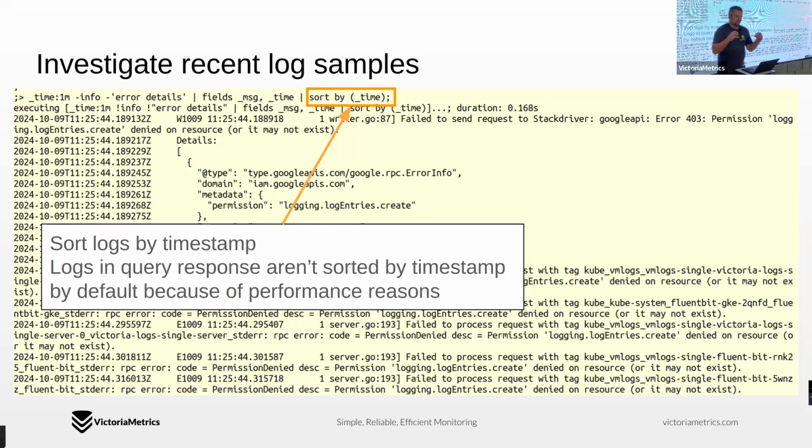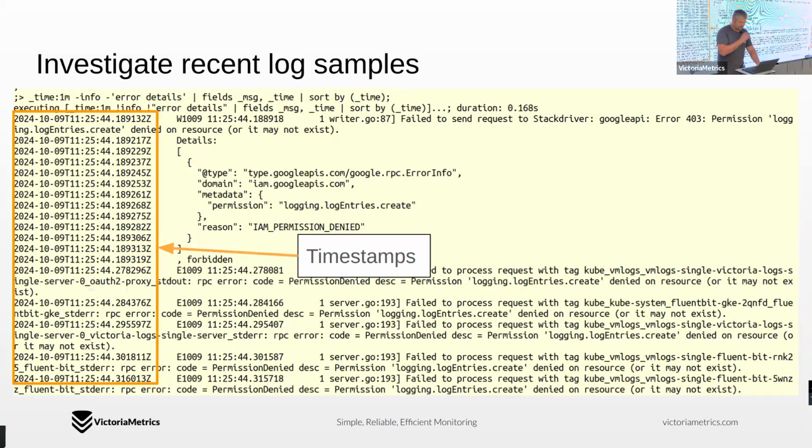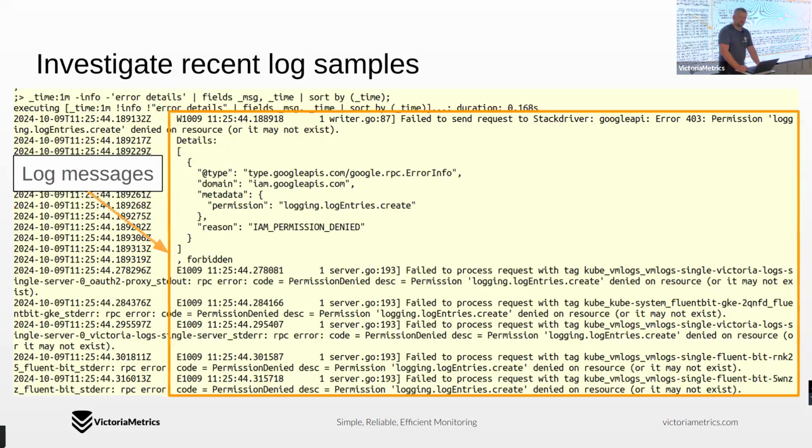But if you create a query which selects a comparatively low number of logs, for instance, millions, then it's easier to just add this sort pipe and get logs in sorted order by time or by other field. So as I said before, in this case you will see in compact form the timestamps, and also you can see log messages. Every line contains a single log entry with timestamp and log message.